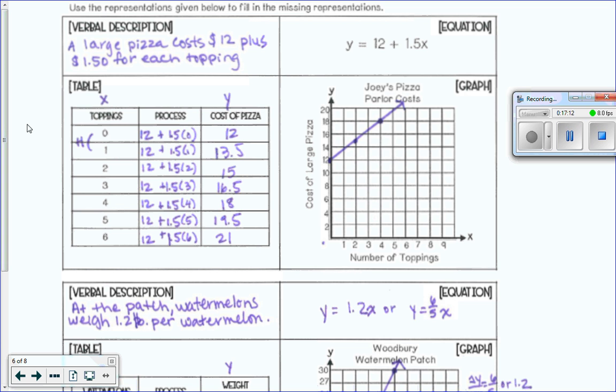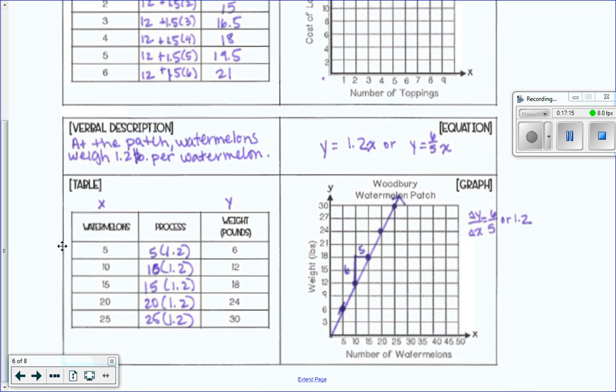Clarify anything? All right. And this time we were given a table, so you probably went from table to the graph, right? Okay, and then from there, you probably wrote your equation, right? Y equals 1.2x, because our y-intercept was 0. And so at the patch, watermelons weigh 1.2 pounds per watermelon. Questions? Clarify anything there?